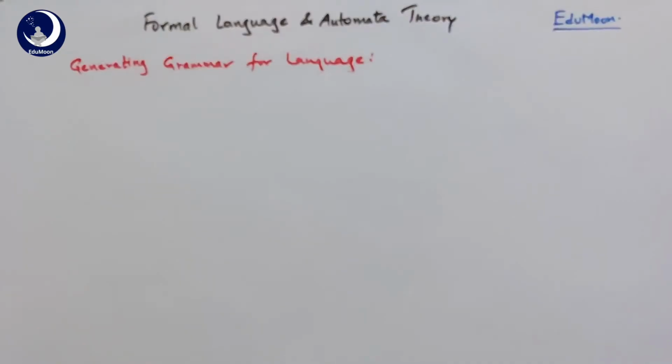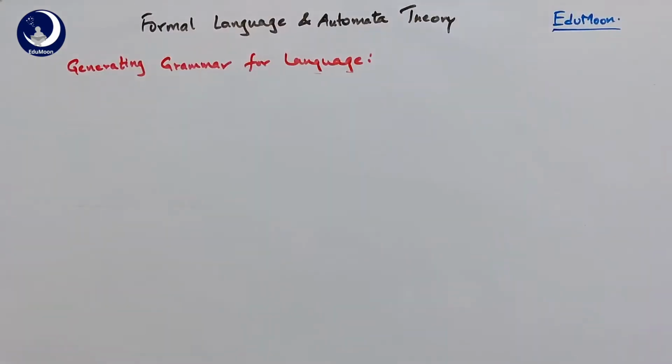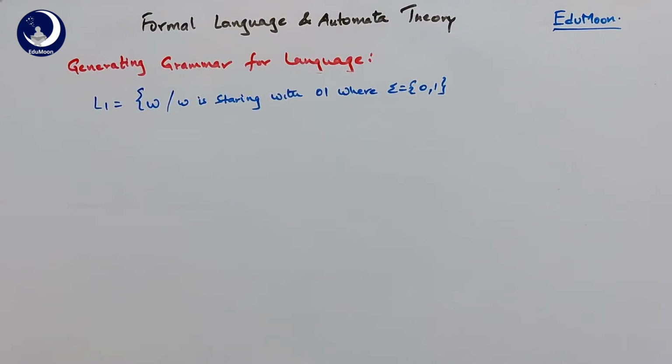Now we take an example of a language for generating a grammar. Consider a language L1 that contains the strings W, where W starts with 01 and sigma is given as 0 comma 1. That indicates all the strings that belong to L1 will start with 0 followed by 1. The alphabets are given as 0 and 1.